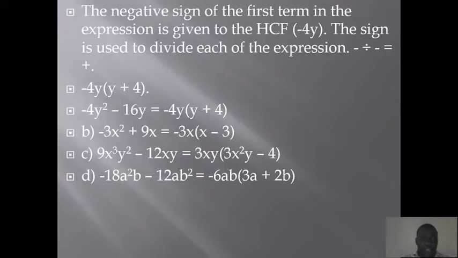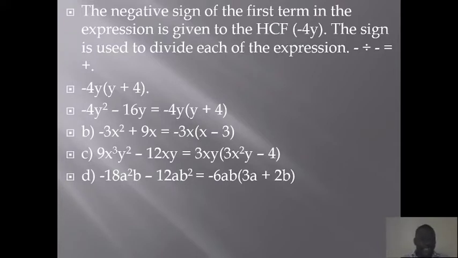What did you get? If you've done it correctly, I know your HCF will be 3x. So if your HCF is 3x, now look at the first term here. What is the sign associated with 3x squared? It is minus. So now our HCF has to be negative in nature. So that is why we have minus 3x as our HCF.